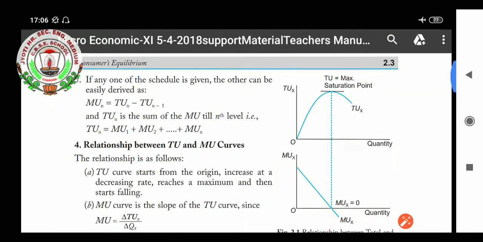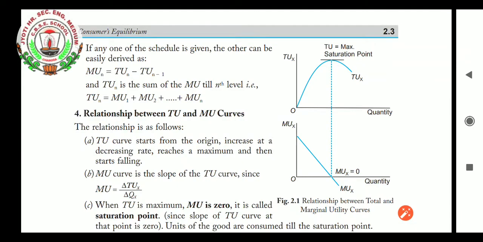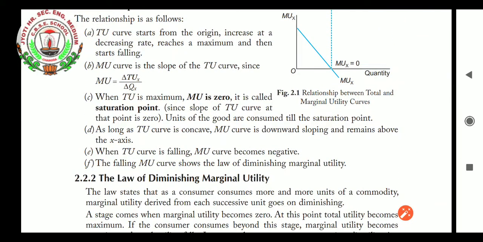Today we are going to learn the topic law of diminishing marginal utility. In the last class we already learned the topic marginal utility, as we have learned that the sum of marginal utility equals total utility. Marginal utility means whatever utility we derive per unit is considered as marginal utility.